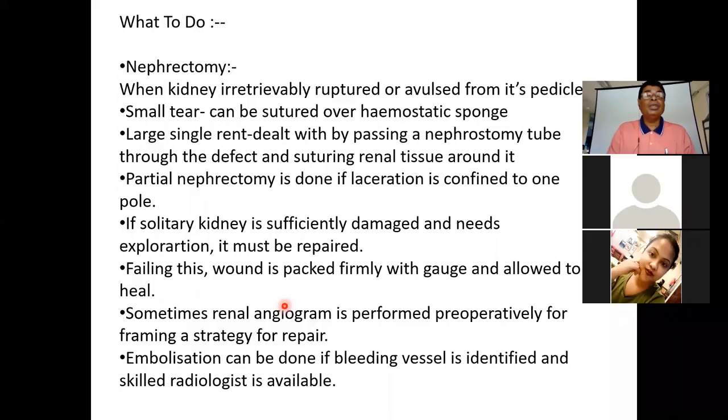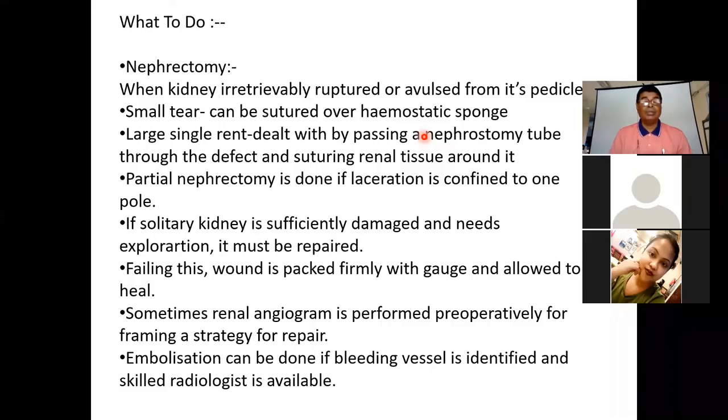So what to do in cases where the kidney is completely shattered and the hilum, the renal vessels, are already destroyed? Then you have to go for nephrectomy. If there is a small tear, you can go for suturing. If a large tear, we can put a nephrostomy tube and repair over it. And sometimes you have to go for partial nephrectomy. But if you have a solitary kidney and it is damaged, then it should be repaired. You cannot remove it.